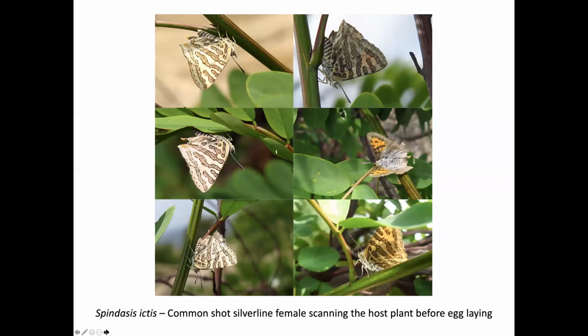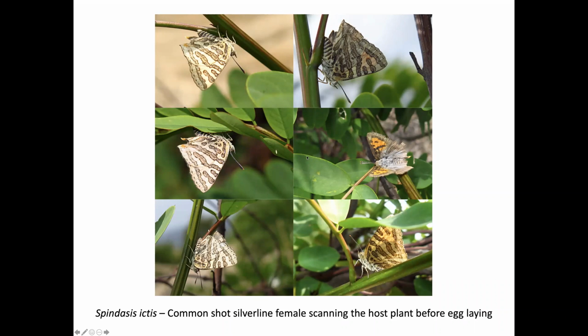Just after a few minutes, it started tapping her abdomen on the host plant. So I was very curious to know what kind of behavior this is, because I never noticed such behavior earlier. After a few minutes, I noticed the abdomen of this particular female was completely swollen. It was a completely loaded female, which is trying to deposit her egg on this particular host plant. And this host plant is known as Cassia montana, which is endemic to Tamil Nadu, as well as some parts of Kerala and Karnataka.